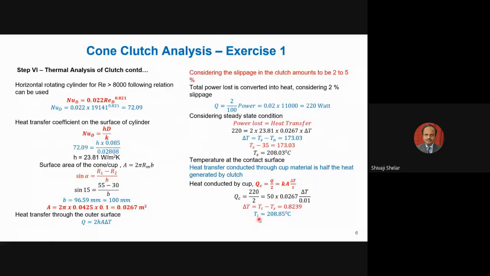So we get the inside surface temperature, Ti, equal to 208.85. If you use, say, cast iron plates here, K will change. Then the K value may be of the order of, say, 10 to 25, and your delta T will increase there. So what type of material are we using for the cone? For cone plates, the material should be highly conducting.